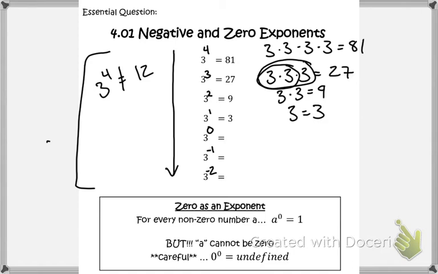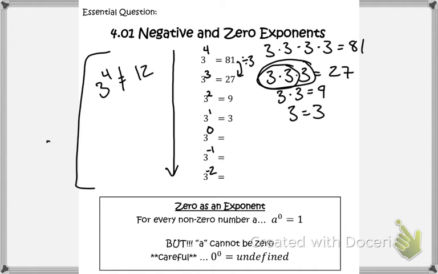Alright, so how do I know what 3 to the 0 is? If I don't know what it is and I don't have a calculator, is there a certain pattern that I have that I can figure this out? So let's see. If I were to go from 81 to 27, what operation would I have to do to get to 27? That is correct. I would have to divide by 3. So 81 divided by 3 gives me 27.